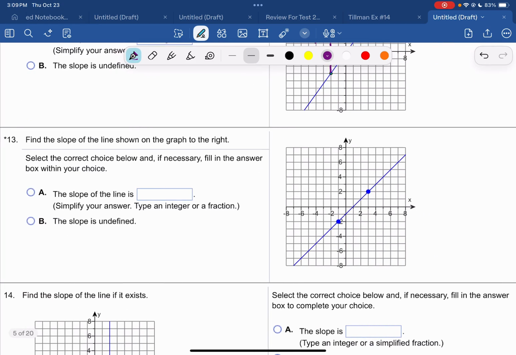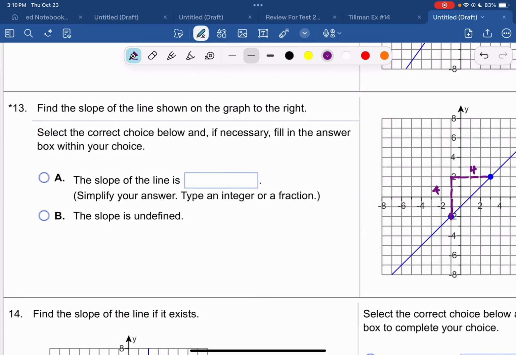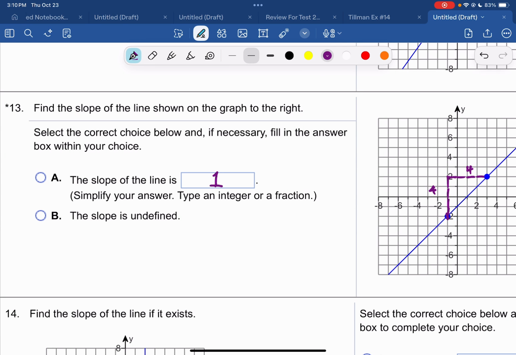Find the slope of the lines shown on the graph to the right. Okay, same thing. We know it's positive. We're going to start with this point. We're going to count 1, 2, 3, 4 up. So that's 4 positive, and then 1, 2, 3, 4. That's 4 positive. So our slope is our rise of 4, our run of 4. 4 divided by 4 is 1. Okay, so go ahead and simplify if you can.